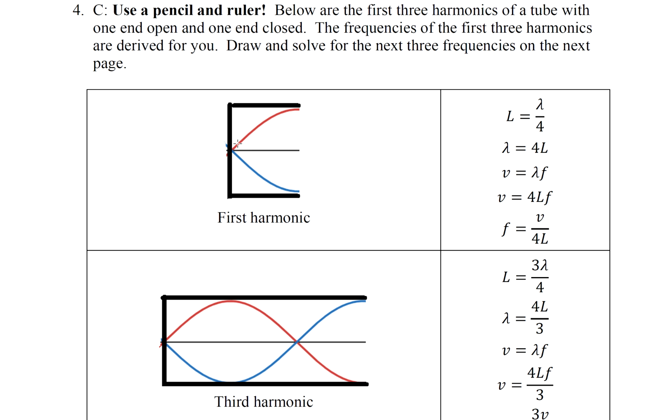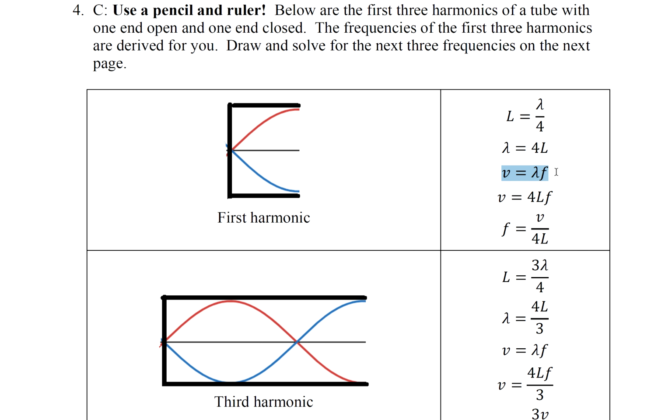So how many wavelengths do we see here in the first harmonic? It's L is equal to lambda over 4. The length of this tube is equal to lambda over 4. So solve for lambda equals 4L.